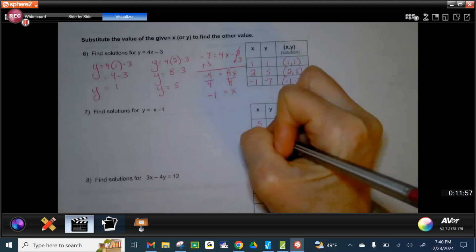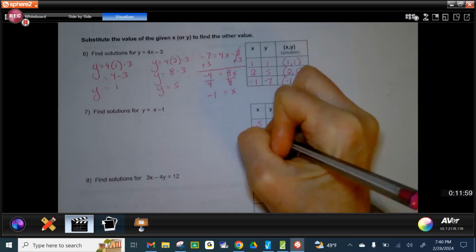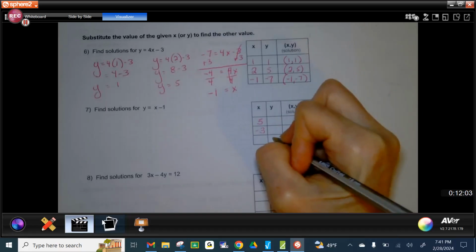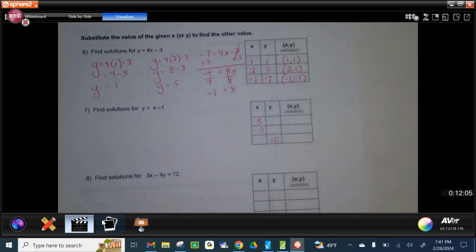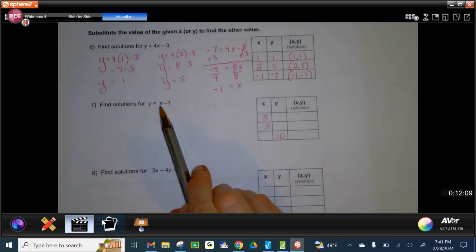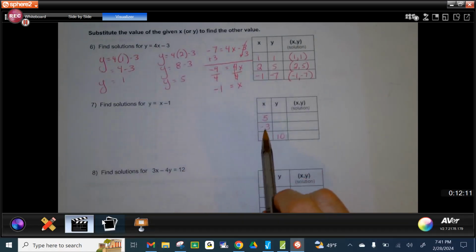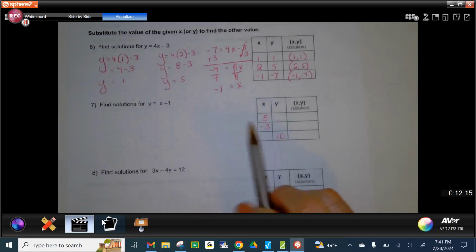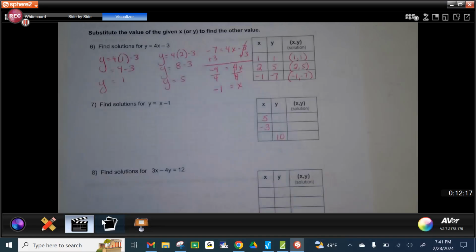I'm going to put negative 3 in here. And for y, I'm going to put 10. Okay, so you're going to plug in the value for x and solve it for y. Then you're going to put negative 3 in for x and solve it for y. Then you're going to put 10 in for y and solve it for x.